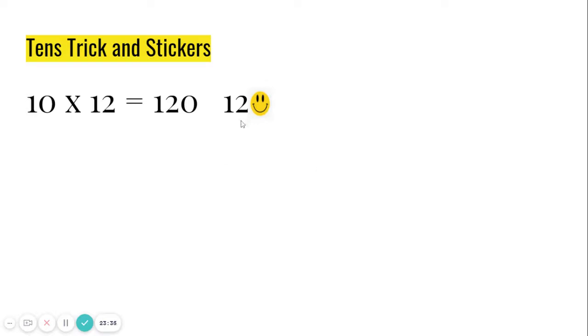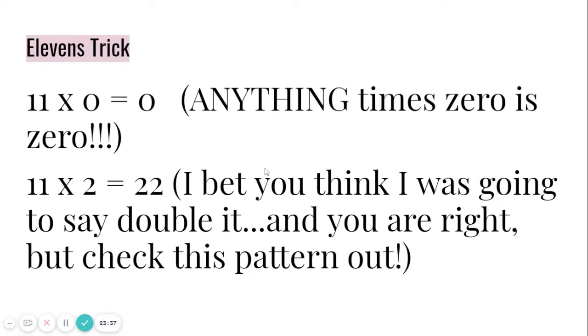10 times 12, we're going to write a 12 and put a sticker on the end. Now, 11 times 0 is 0, because anything times 0 is going to be 0. All right, 11 times 1, remember, whatever the other number is times 1, that's what it's going to be. So 11 times 1 is going to be 11. 11 times 2, I bet you thought, double it. Well, we could. 11 is 22. We got 2 11s. But check out this pattern.